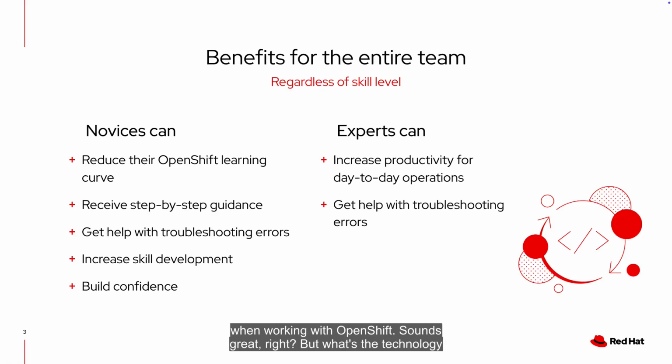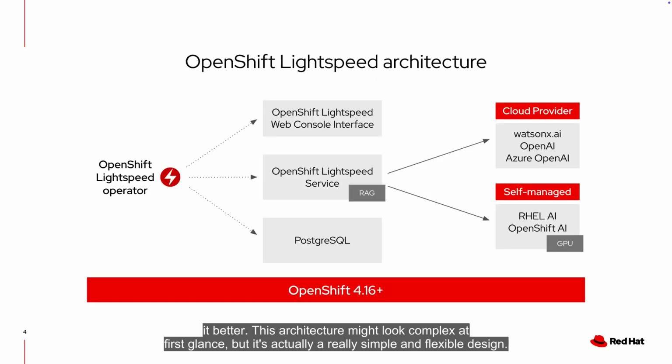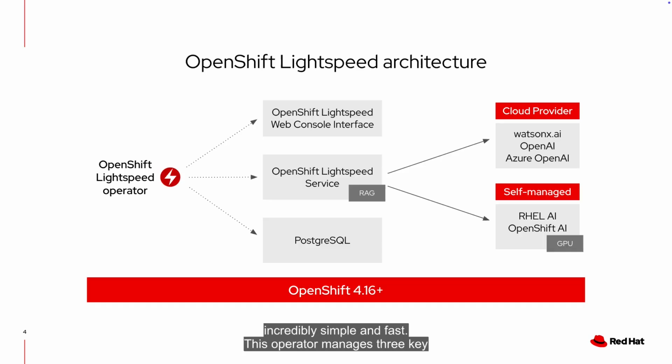Sounds great, right? But what's the technology making it possible? Now let's take a look at the architecture to understand it better. This architecture might look complex at first glance, but it's actually a really simple and flexible design. First thing to know, Lightspeed runs on your OpenShift cluster starting with versions 4.16 and newer. And as you would expect, it's deployed via an operator. This makes installation, upgrades, and lifecycle management incredibly simple and fast.